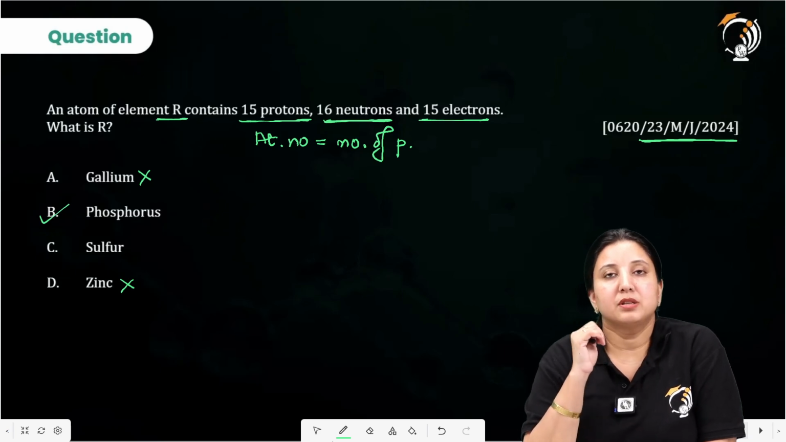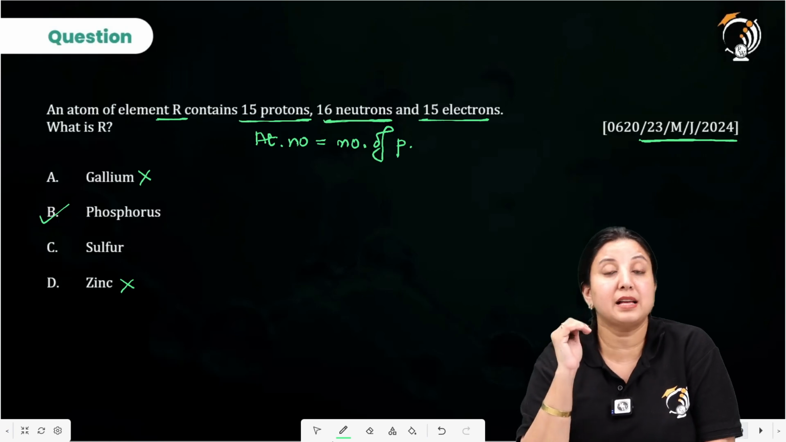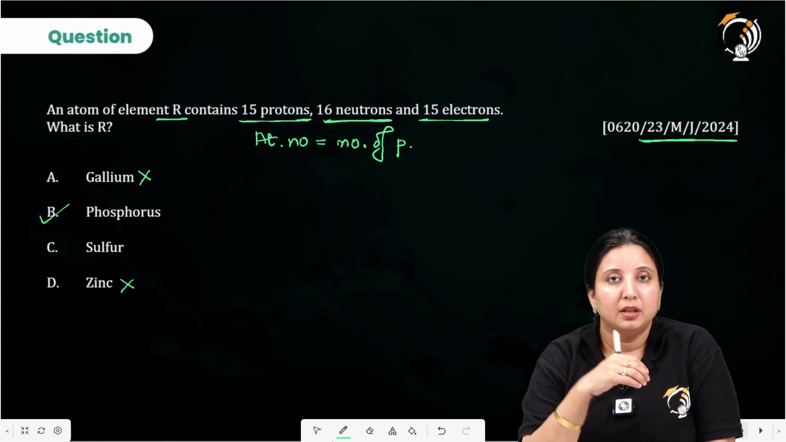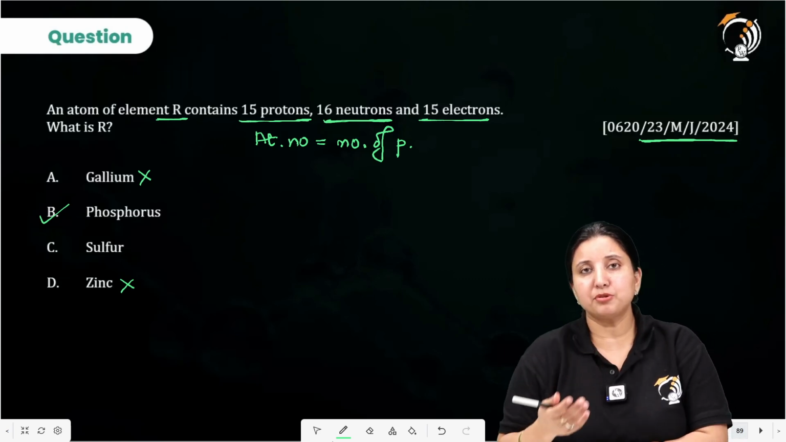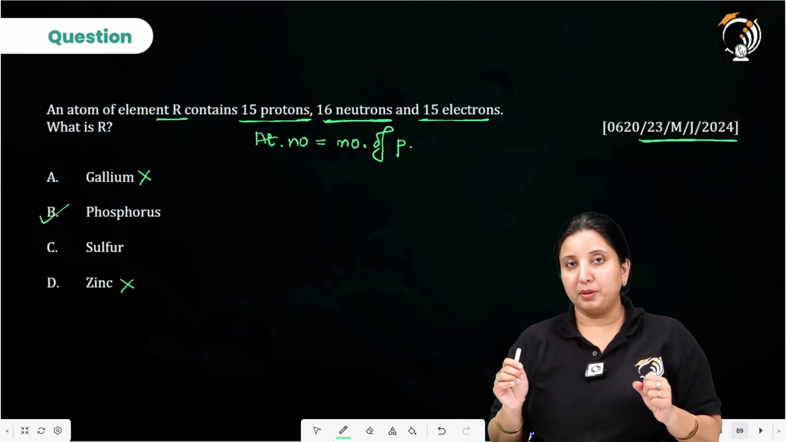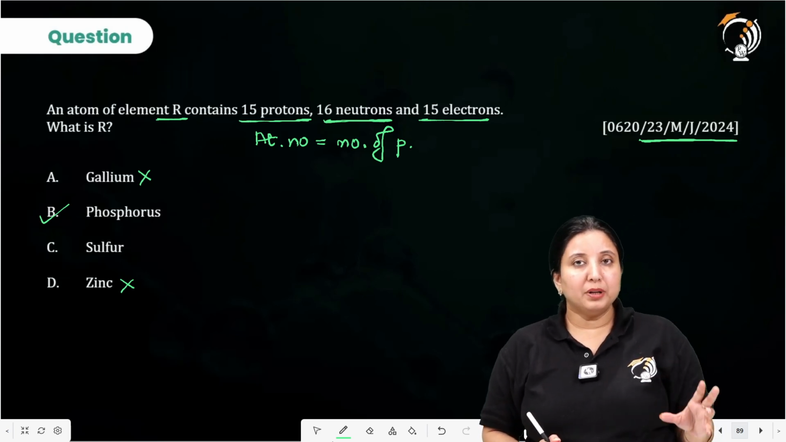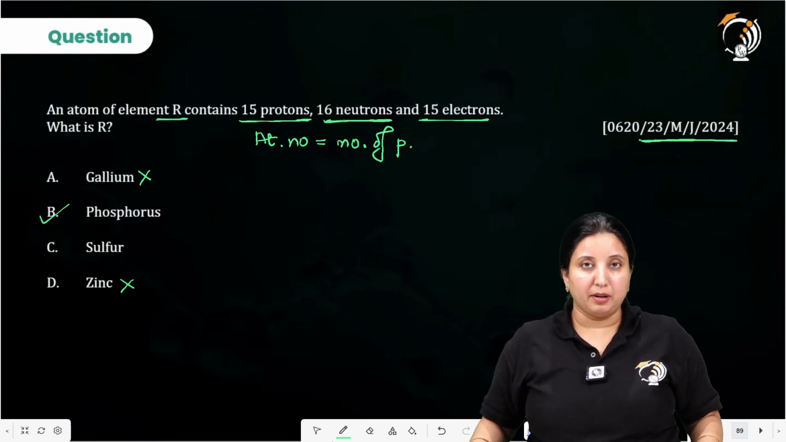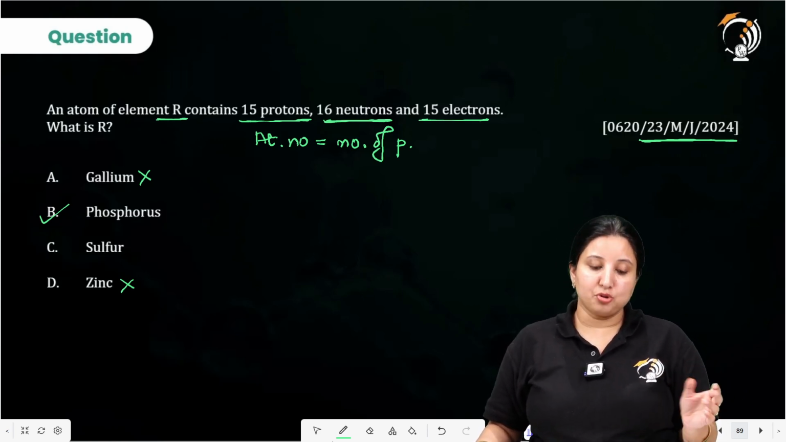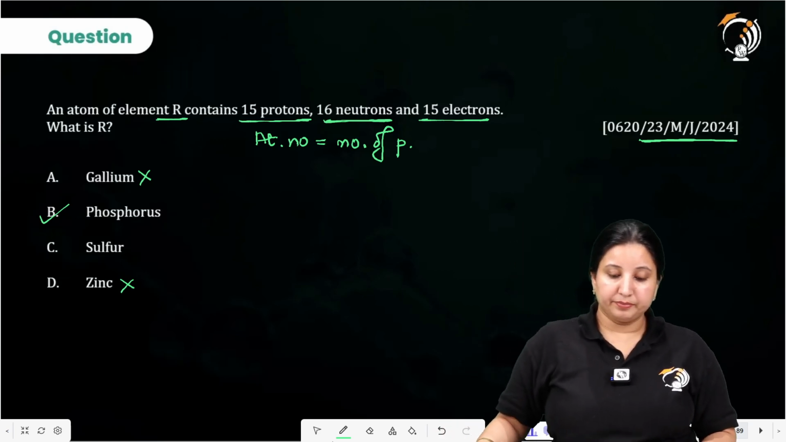Now suppose such type of question you get in your exam, but you do not know the atomic number, or you have a bit of confusion. So what you can do, just go at the back side of your question paper, means the last page. Over there we get the periodic table. This is about our MCQ paper, that is the multiple choice paper.